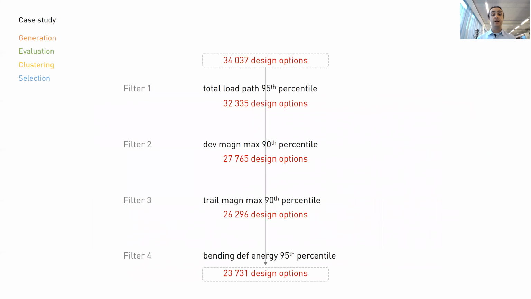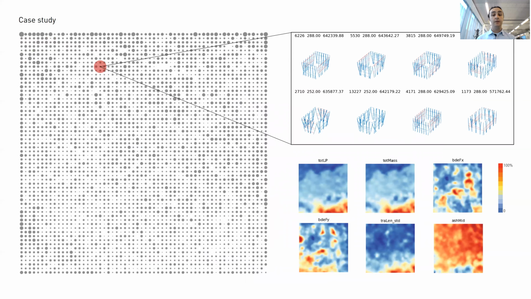Before starting with the clustering, we can filter out all the unwanted solutions, passing in this case from 34,000 to less than 24,000 solutions. The SOM algorithm organizes the remaining solutions in a 2D map. Each node of the map contains a family of solutions. Node 500, for instance, contains 8 solutions that the algorithm detected as similar among each other.